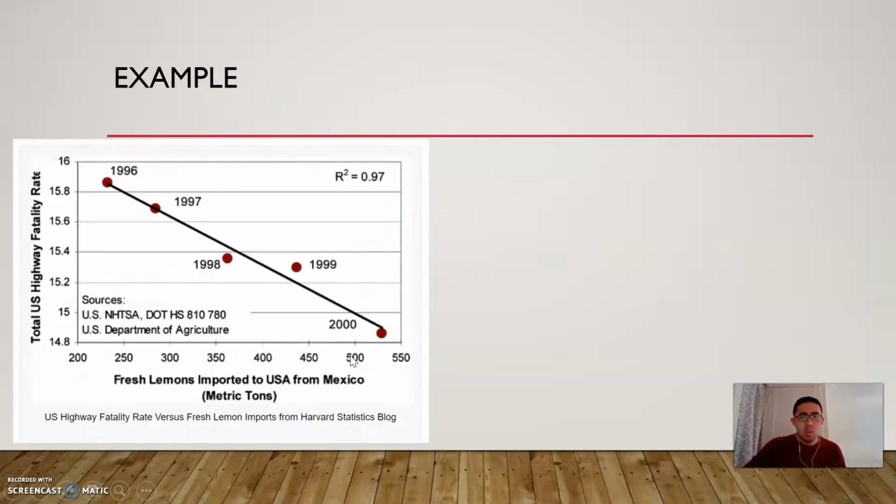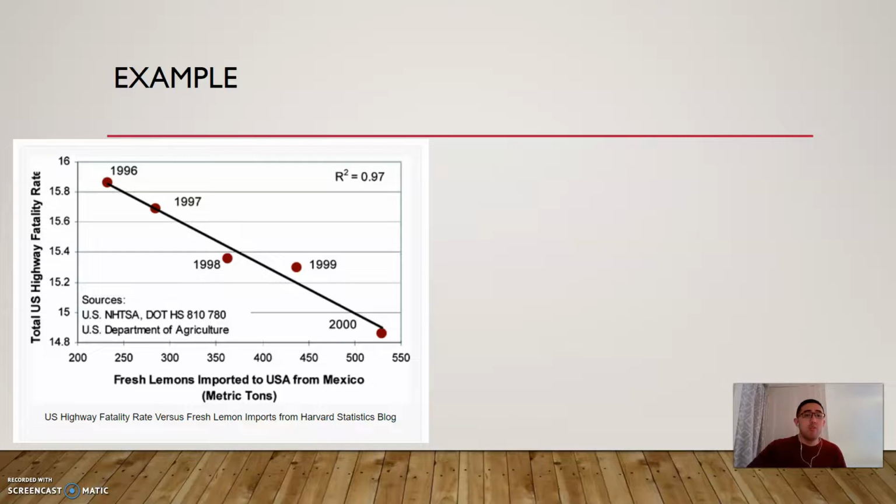Okay, let's continue. So, how can we use this, okay? As we can see, we have this ridiculous situation here where we have fresh lemons imported to the USA from Mexico as our X variable and the total US highway fatality rate. Two variables that don't relate to one another. However, there's a correlation here, actually. So this is just another lesson that correlation doesn't mean causation. You need more than correlation in order to prove that one variable causes the other.